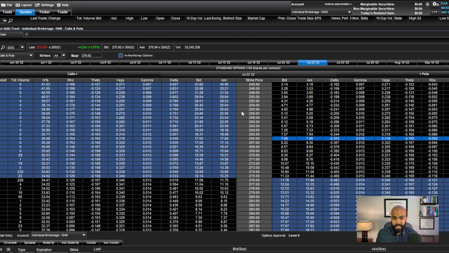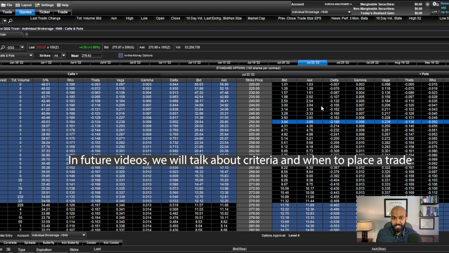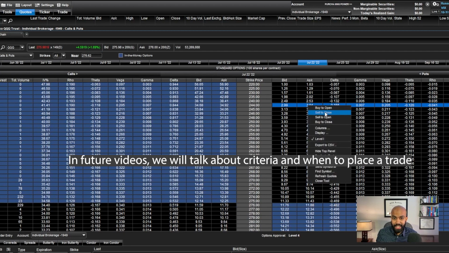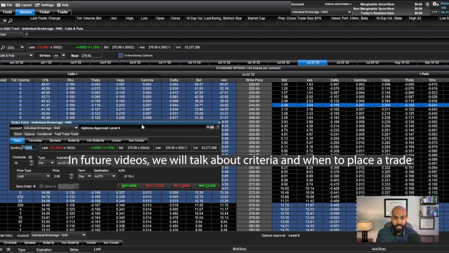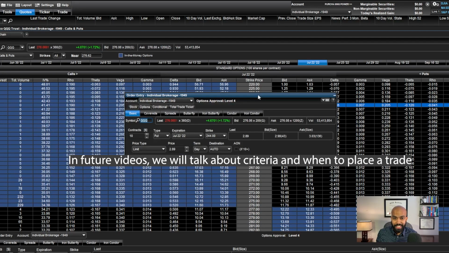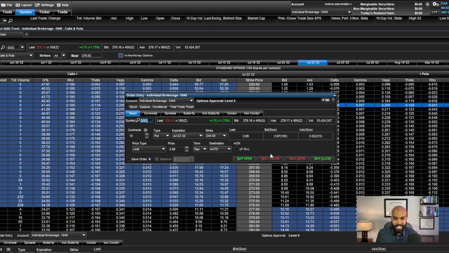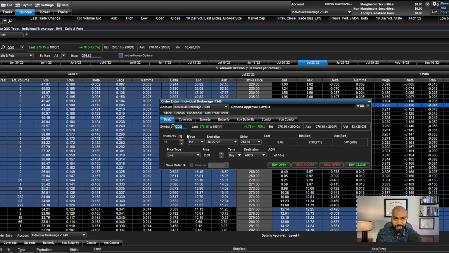So let's say I want to sell a put option on QQQ expiring July 22nd at, let's say, the 15 delta. So that would be a 244 strike price. So I'd right click and I'd click sell to open. Now this account is not funded. It doesn't have, I don't think, any money in it. And so because of that, I'm not actually going to place a trade, but you could see what it says. So QQQ, the contracts by default here changes to 10. So I changed it to 1.